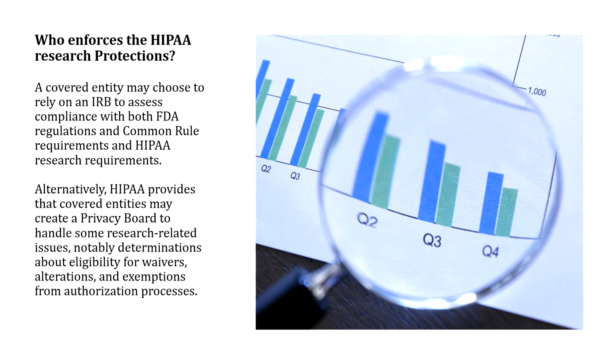Who enforces the HIPAA research protections? A covered entity may choose to rely on an IRB, we are all too familiar with IRBs now, to assess compliance with both FDA regulations and Common Rule requirements and HIPAA research requirements. Alternatively, HIPAA provides that covered entities may create a privacy board to handle some research-related issues, notably determinations about eligibility for waivers, alterations, and exemptions from the authorization process.